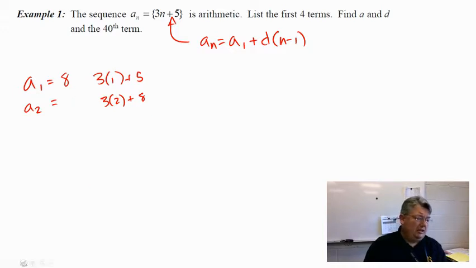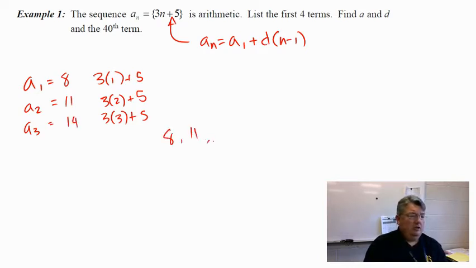I was confusing myself, it's 3 times 2 plus 5, because it's plus 5. 6 plus 5 is 11. a sub 3 equals 3 times 3, which is 9, plus 5. It gives me 14. Check it out: 8, 11, 14. The next one will be 17. It's adding 3 each time. That's one reason I know it's arithmetic.